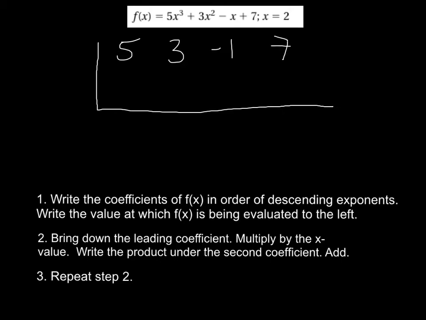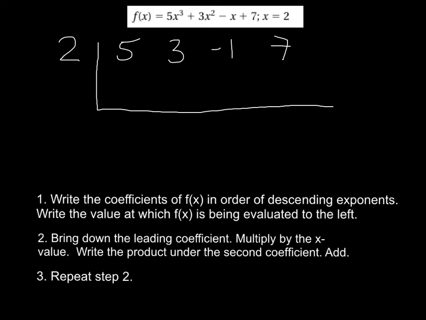The second half of step 1 says to write the value at which f of x is being evaluated to the left. So we're evaluating here x equals 2. So we're going to write the 2 outside the bracket here to the left-hand side. So this is what your setup should look like for synthetic substitution. Now we need to go through the mechanics. Step 2 and 3 involve all the mechanics for this process.